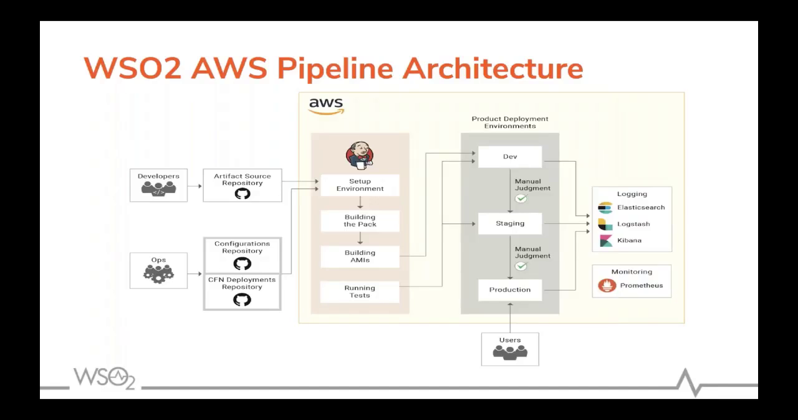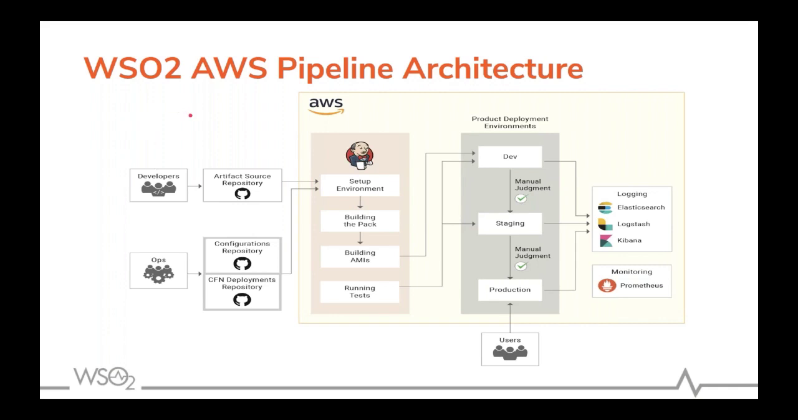This is the WSO2 AWS pipeline architecture diagram. The AWS pipeline consists of 7 main stages. Jenkins is used as the continuous integration tool and CloudFormation template is used as the continuous deployment. Jenkins runs the initial stages of the pipeline, and the CloudFormation templates are used to deploy the WSO2 product in different environments.